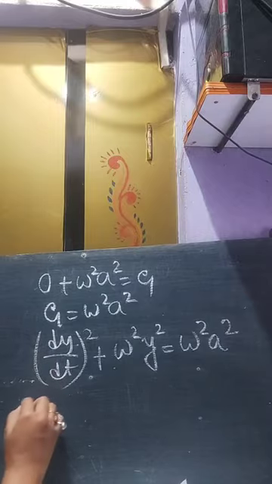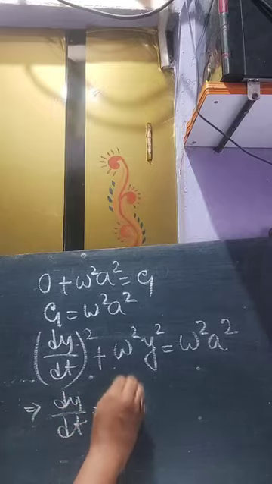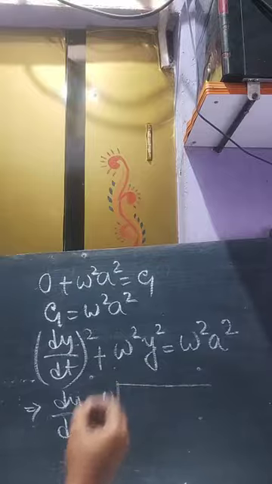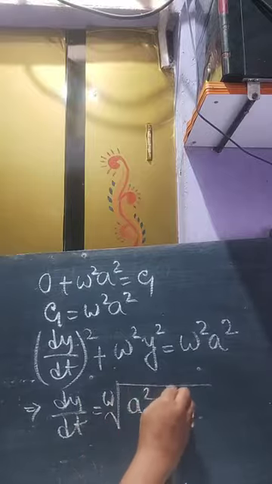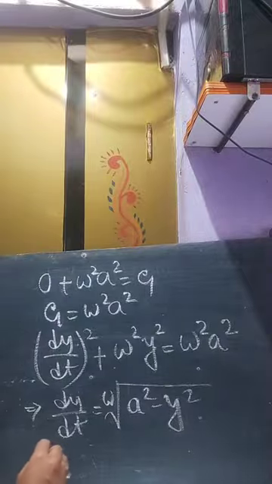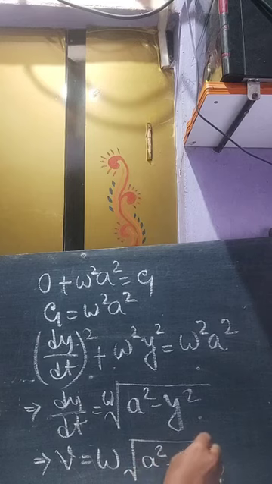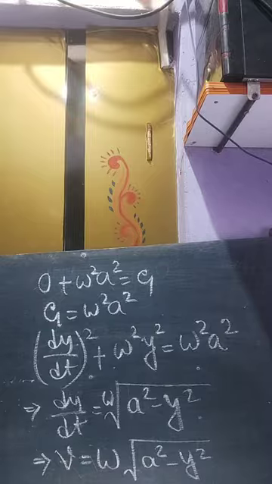Okay. So dy/dt is nothing but omega, taken out, root of a square minus y square. And what is dy/dt? It is nothing but the velocity. So velocity is omega into root of a square minus y square. So this is the velocity of the simple harmonic motion. Okay.